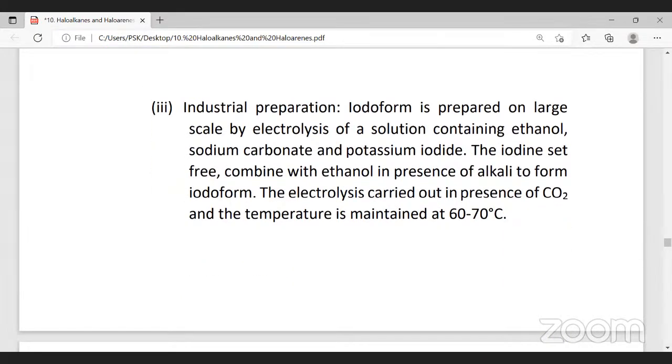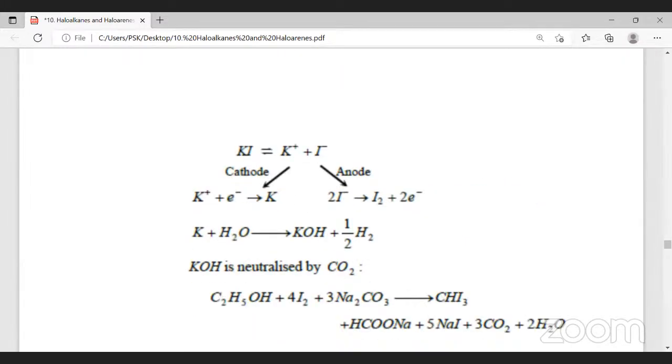Now, industrial preparation. Iodoform is prepared on a large scale by electrolysis of a solution containing ethanol, sodium carbonate, and potassium iodide. When we electrolyze this mixture, iodine is set free, which combines with ethanol in the presence of alkali to form iodoform. Electrolysis is done by passing current. It is carried out in the presence of carbon dioxide, and the temperature maintained is around 60 to 70 degrees. This is the reaction which takes place.